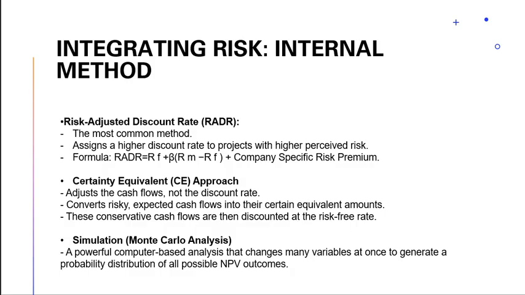Beyond our one variable at a time sensitivity analysis, we have other, more integrated methods for baking this risk into our calculations. These are internal methods we can apply to our models. The most popular is the risk adjusted discount rate, or RADR. The logic is simple. Riskier projects must clear a higher hurdle. We increase the discount rate for them, which lowers their calculated NPV.